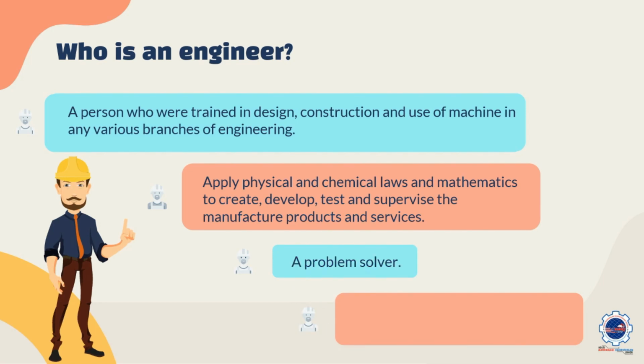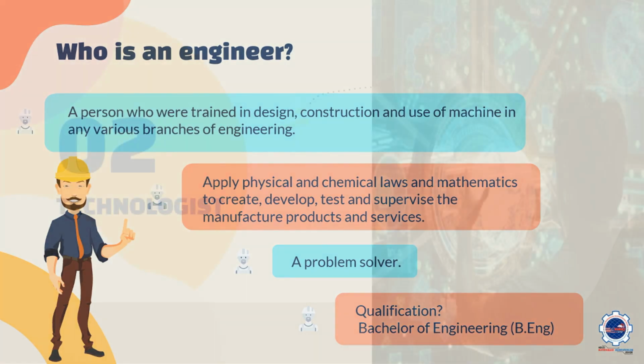For example, if anyone encounters a problem, the engineer will be the one who will think and design the solutions to the problem. The qualification to become an engineer is you need to have at least a minimum degree in any engineering course. It can be civil, mechanical, or electrical. The degree is what we call a Bachelor of Engineering, in bracket BEng.